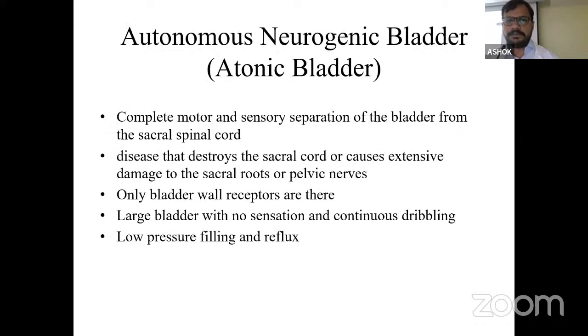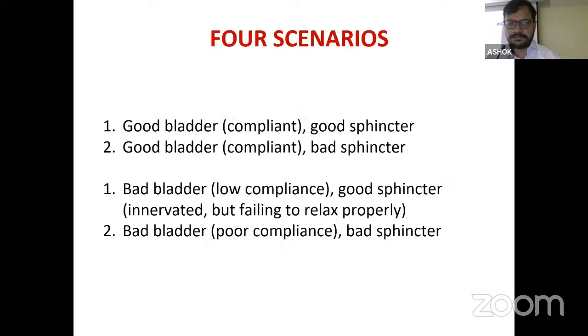Atonic bladder: complete motor and sensory separation of the bladder from the sacral spinal cord. Diseases that destroy the sacral cord and cause extensive damage to the sacral root or pelvic nerve. Only bladder wall receptors are there. Large bladder with no sensation and continuous dribbling. Low pressure filling and reflex.